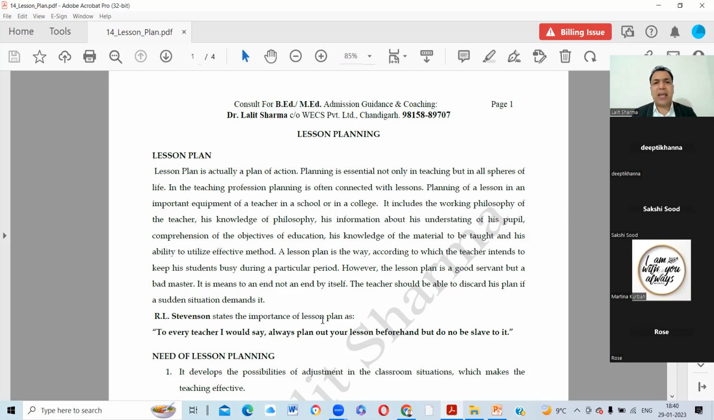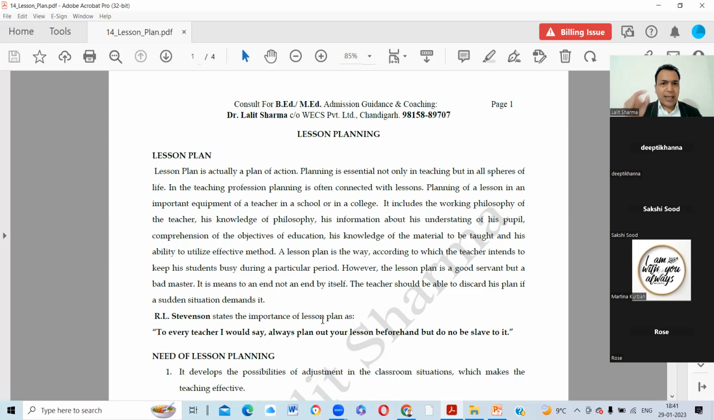So a lesson plan is the way according to which the teacher intends to keep his students busy during a particular period. However, this is the important line, I'm going to read it for you. However, the lesson plan is a good servant but bad master. Lesson plan is a good servant but bad master. It means to an end itself but not end by itself. The teacher should be able to discard the lesson whenever the situation arises. Guys, for you, student is first.